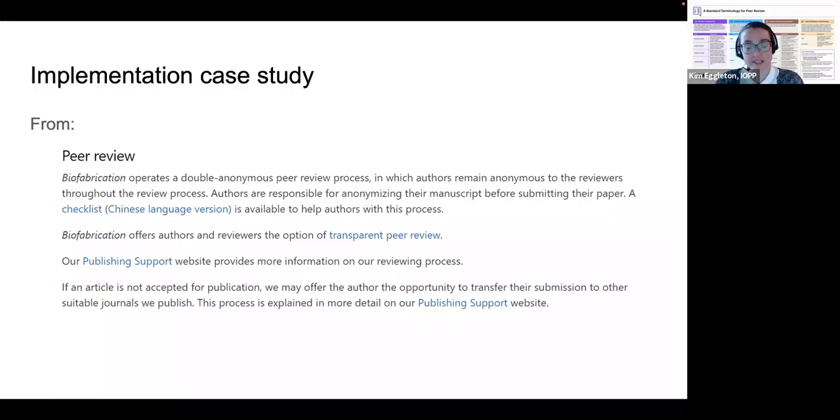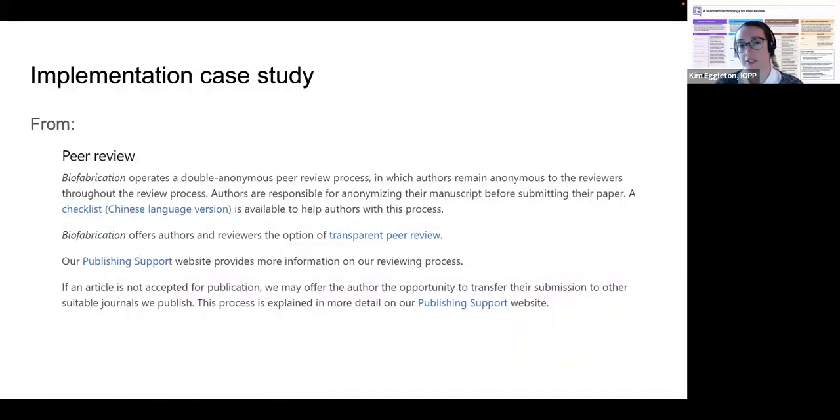So my name's Kim Eggleton. I'm from the Institute of Physics Publishing, and we were involved in the trial of this, which we started a good year and a half ago now, where we at IOP put this description on 5 of our journals. So this is what we used to have back pre-pilot.